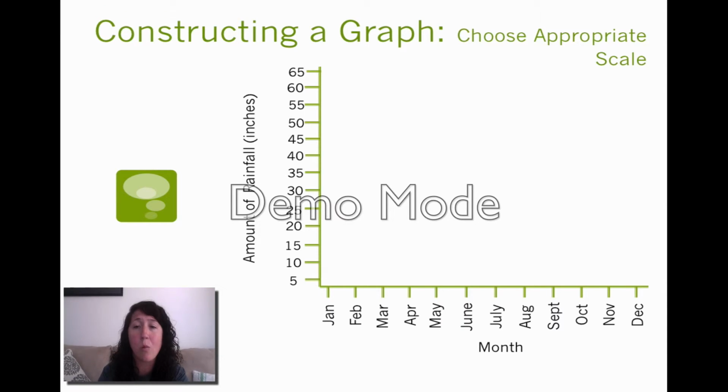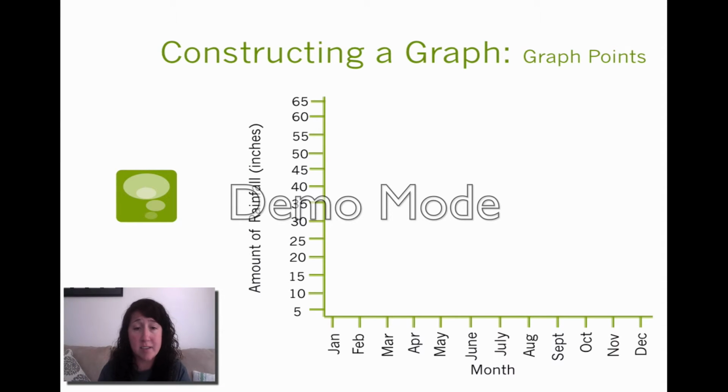So we now have appropriate scale now. We have our months along the bottom, and we have our inches up the side, starting right around where we start our lowest number and ending right around our highest number. So that's our appropriate scale. So we now have our scale set up. So now that our scale is set up, we can actually graph the points.